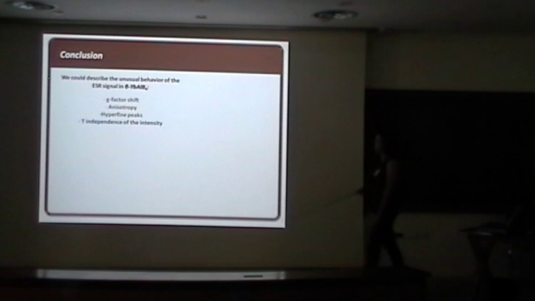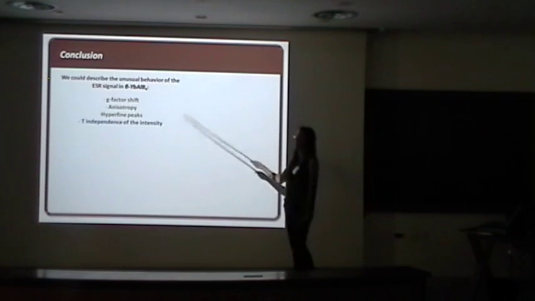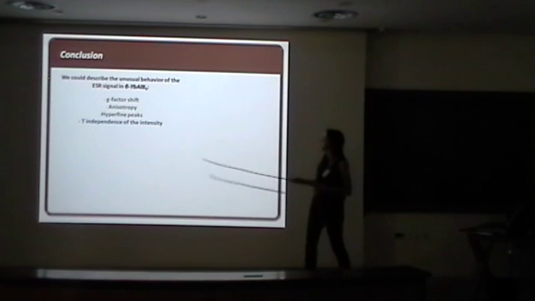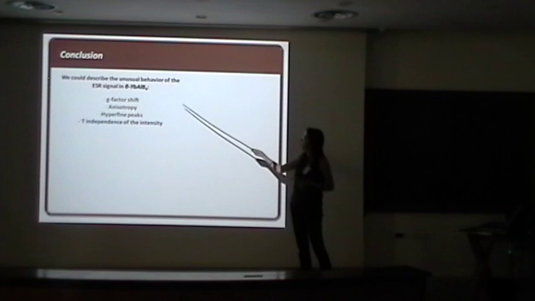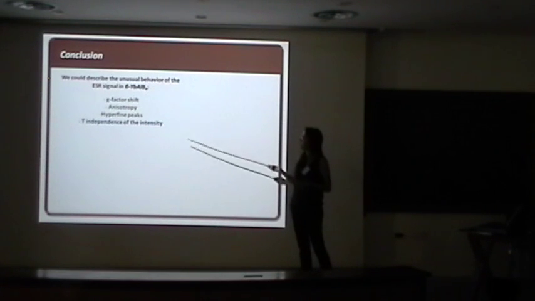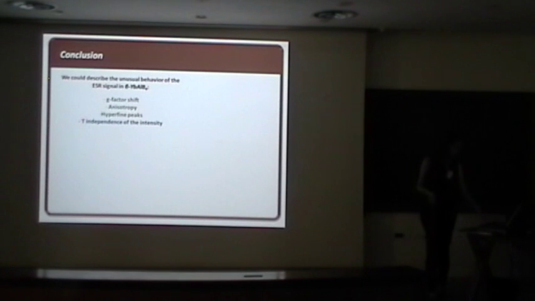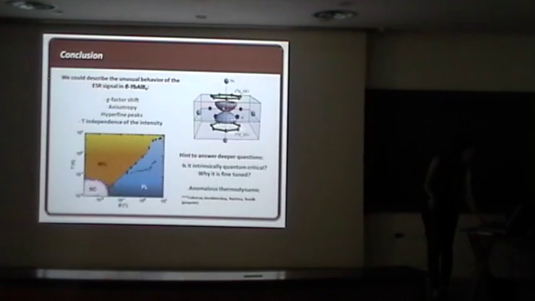Okay, so with this picture, I could put together these characteristics that are unusual to see together in these measurements. So it could explain the g factor shift, the anisotropy, the appearance of hyperfine peaks at low temperatures, together with the temperature independence of the intensity.